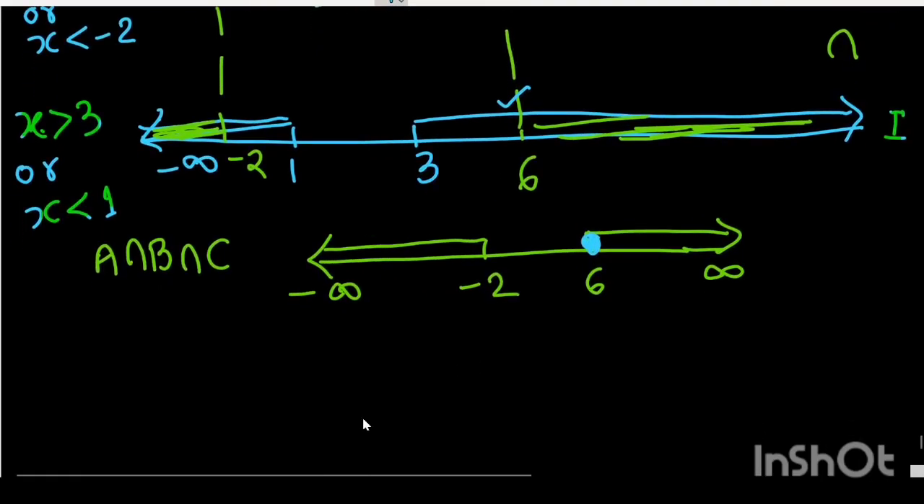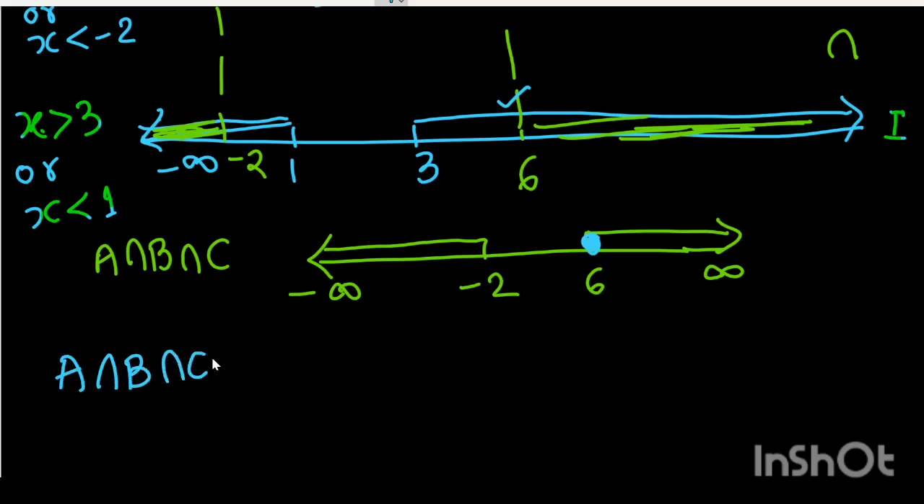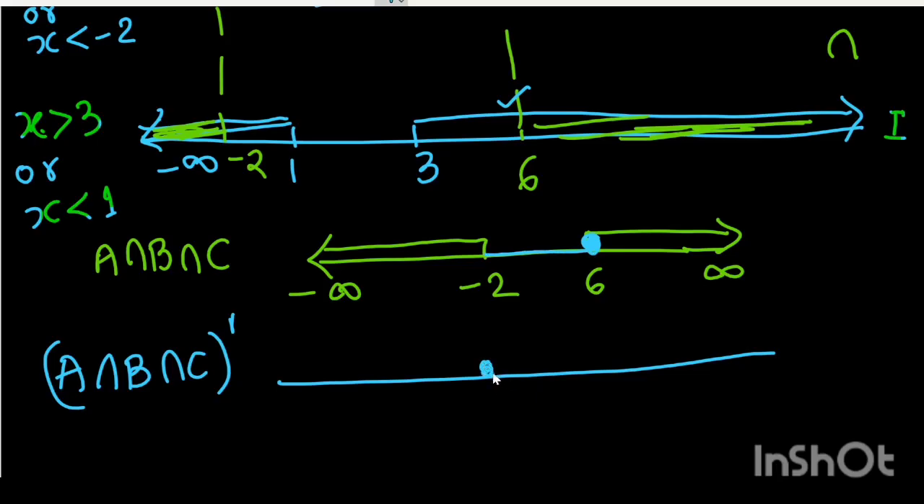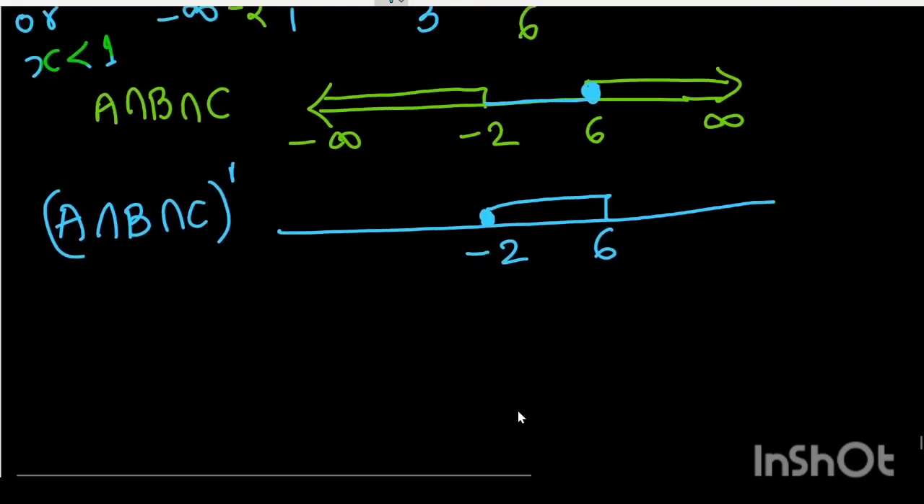Now if we take A intersection B intersection C whole complement, so whatever we are left with, this portion would be our complement. So minus 2 is not present, so minus 2 we will take to 6. 6 is present, so 6 we won't take. So minus 2 to 6 is A intersection B intersection C whole complement.